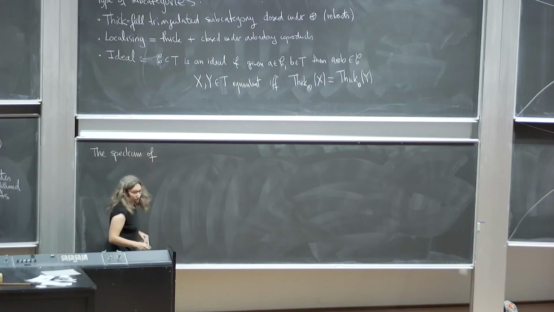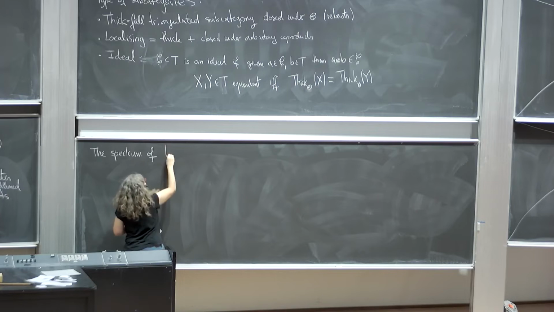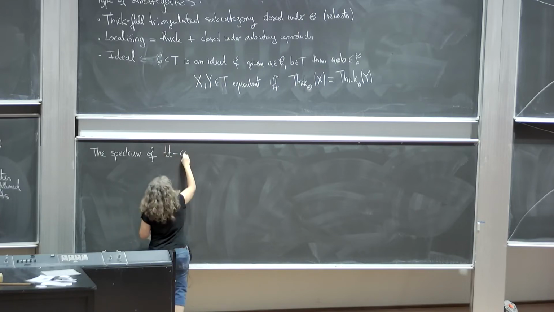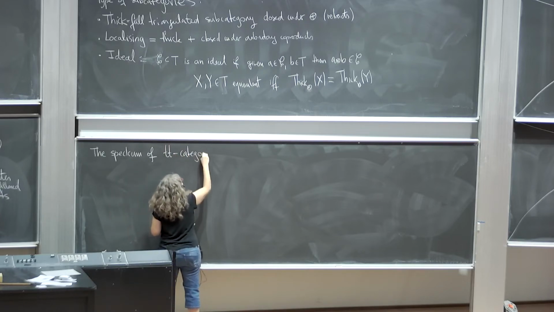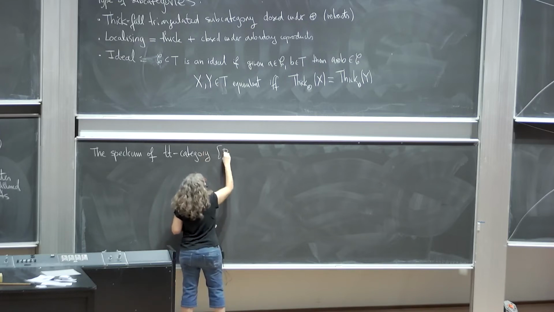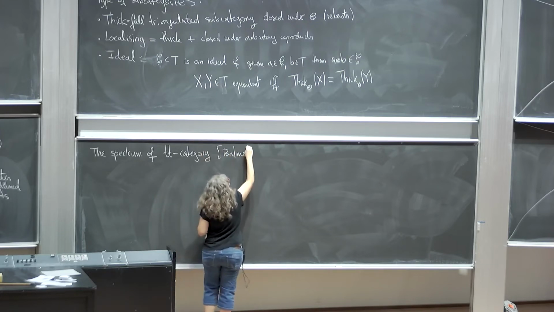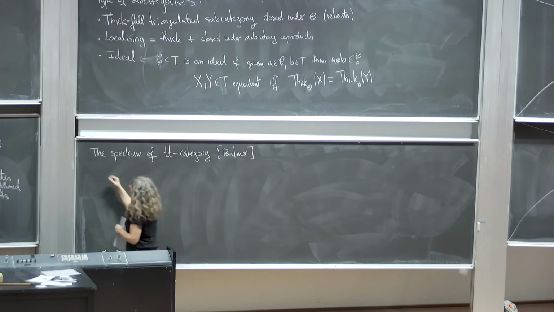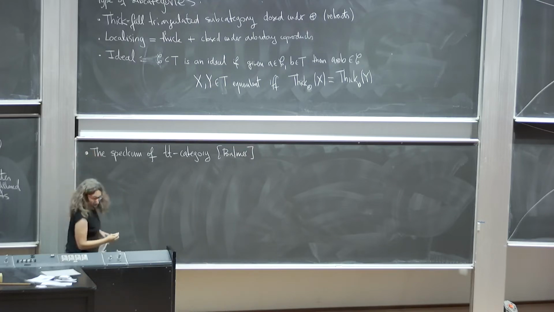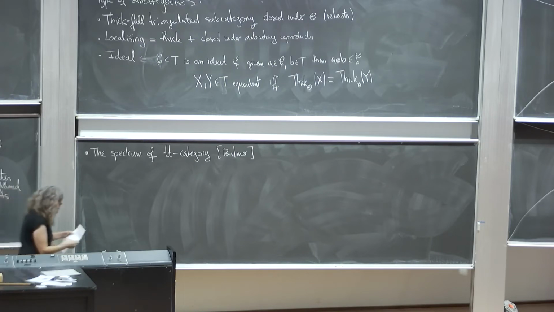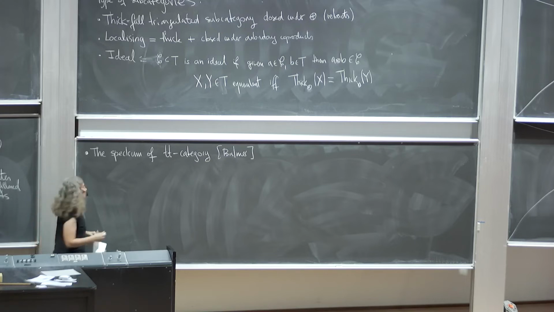A tensor triangulated category will be called a TT category. And this is due to Paul Balmer. So we have to define what's a prime ideal. That's the point. You define what's the prime ideal, and then the spectrum will be the set of prime ideals. That's what you do in algebra, right?